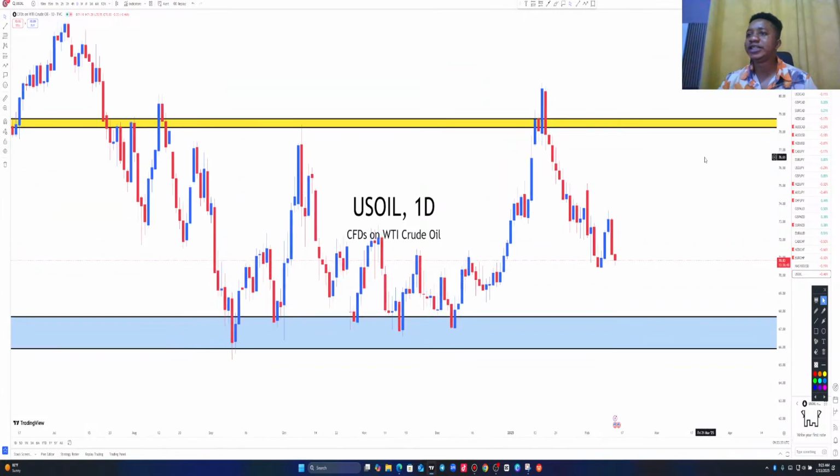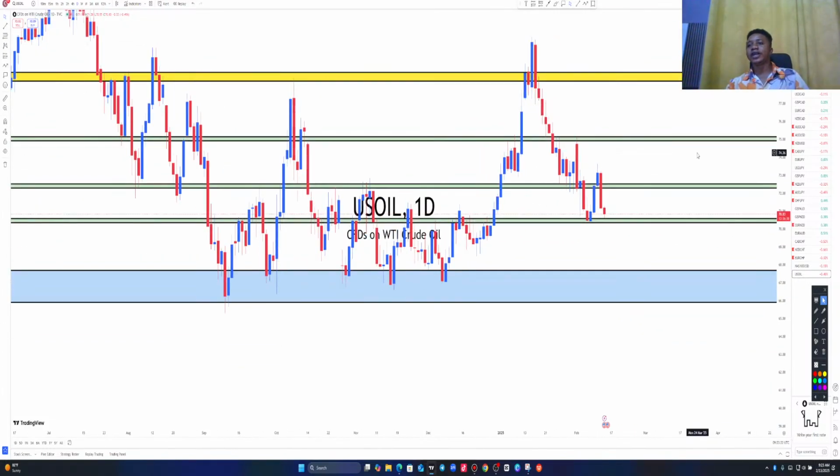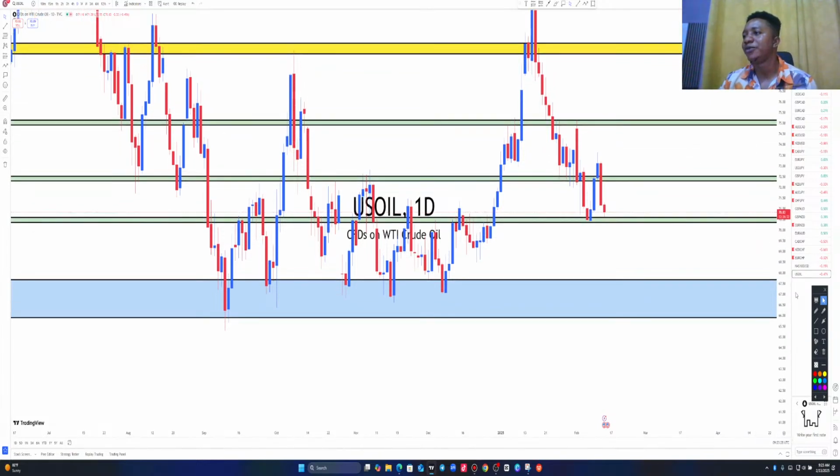Okay, so this is the daily time frame of US oil. On the daily time frame, we are seeing a downtrend, simple as that. Meaning that we are going to see more sell pressure to bring the market all the way to the downside.